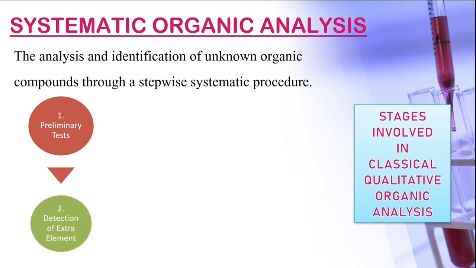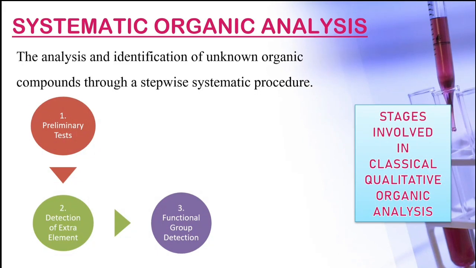The next step is detection of extra elements. Any element other than carbon, hydrogen, and oxygen is known as an extra element, and their detection helps us in identifying the functional group that may be present. The third and one of the most important steps is identification of functional group, as it is the functional groups that govern the chemical properties of the organic compound. Hence, the detection is very essential and helps us to know the compound.